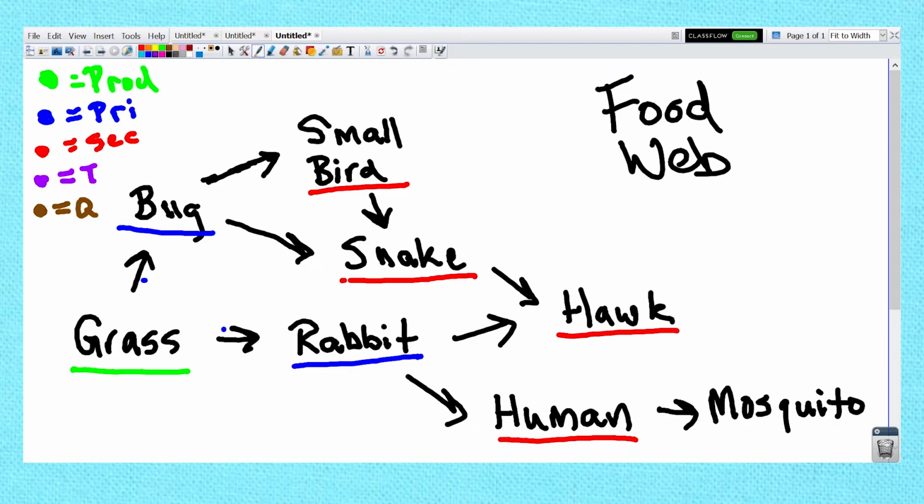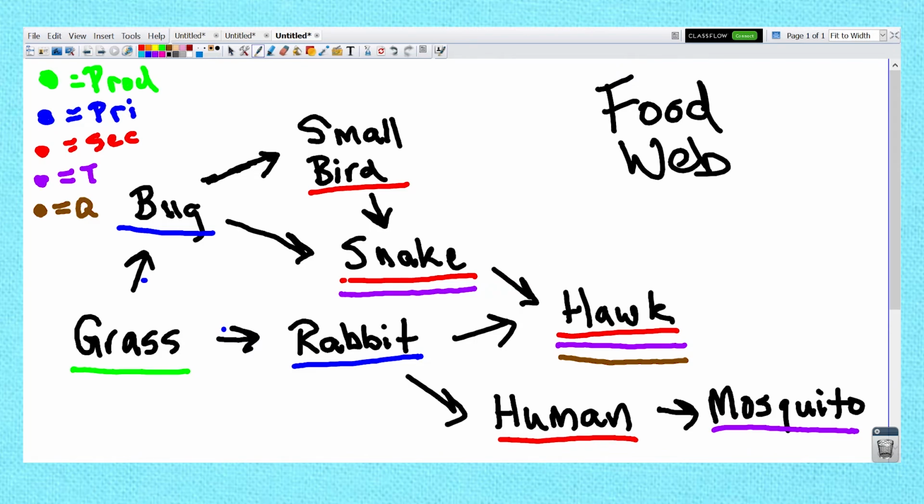Anything that eats a red is going to be purple, which is our tertiary consumer. So what eats our small bird? Snake. So we're going to put a second underline color on the snake. Snake is red, so we're going to put a second purple line under the hawk. Human is red, so that means mosquito gets its first line as purple, which is tertiary consumer. Finally, you look at all the purples. Does anything in here eat a purple? There's one. The snake gets eaten by the hawk. So we are going to underline hawk with the brown quaternary line. Nothing eats the mosquito, so it just stays purple.